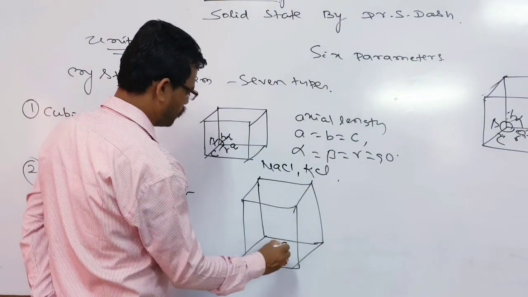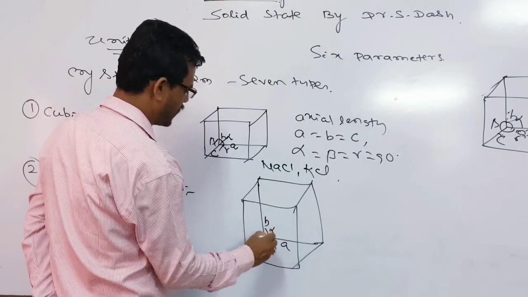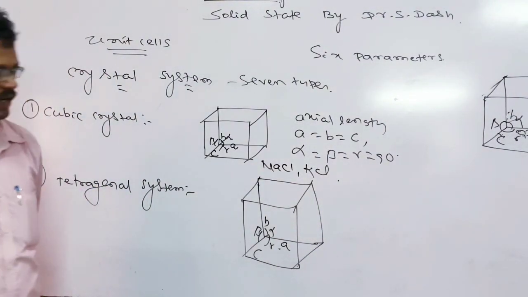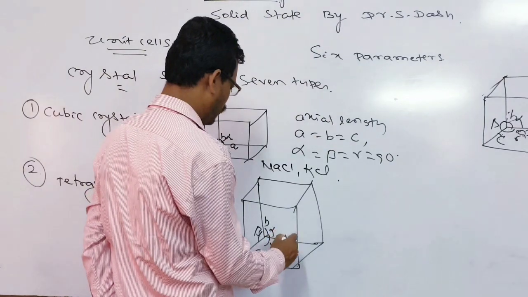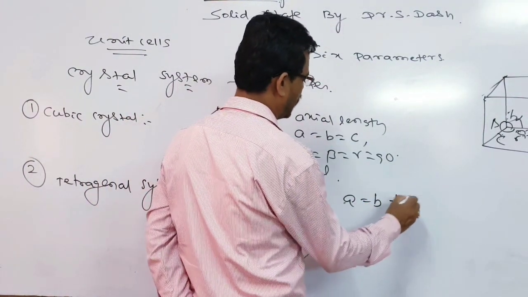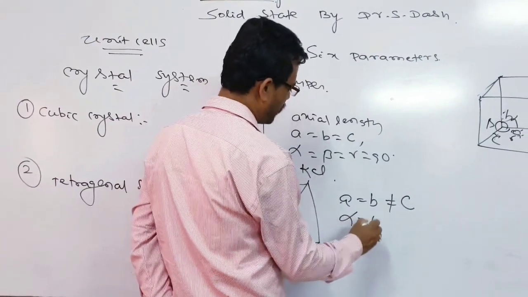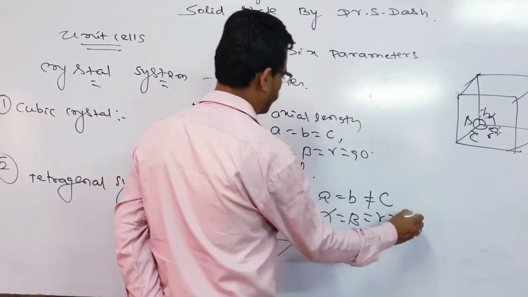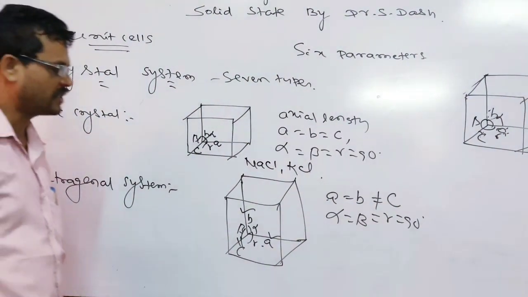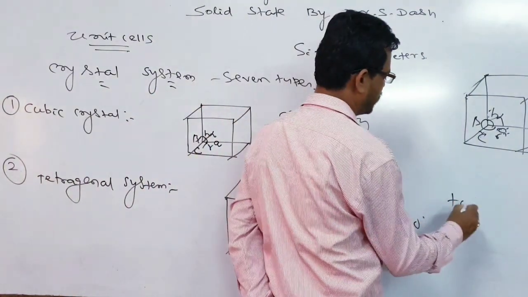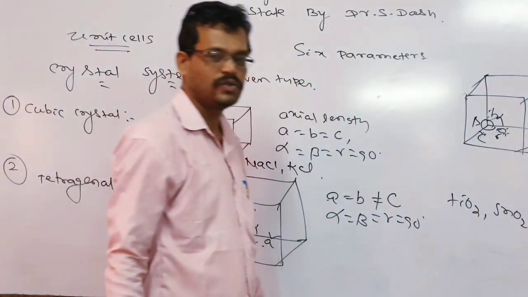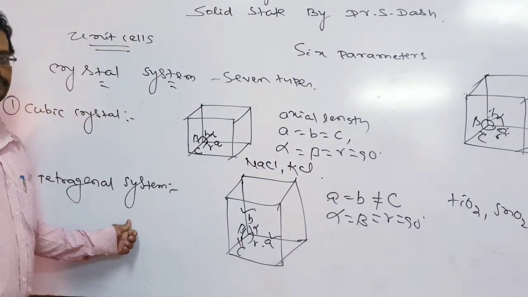Here we have lengths A, B, C and angles alpha, beta, gamma. In this case, the lengths A and B are the same, but C is not equal to them. That is, A is equal to B, but not equal to C, whereas alpha, beta, gamma are all 90 degrees with respect to each other. Some examples of this type of crystal are titanium oxide and tin oxide. These compounds show the tetragonal type of system.